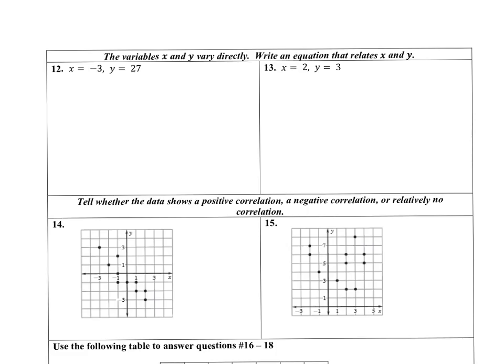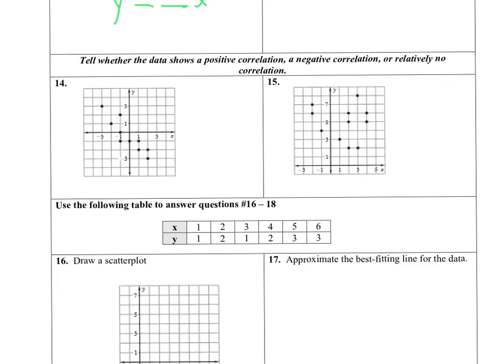Okay, 12 and 13, direct variation. So they're giving you x and y. Remember, y equals kx. That's what we're using here. You first want to figure out what is k. All right, let's use green here. Figure out what k is, and then rewrite it. So it's going to be y equals what times x. All right, that's what you're doing on 12 and 13.